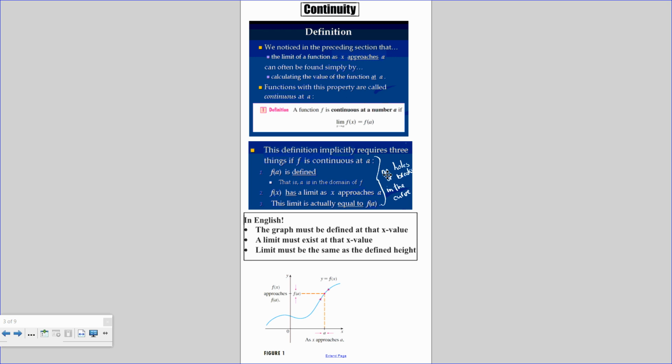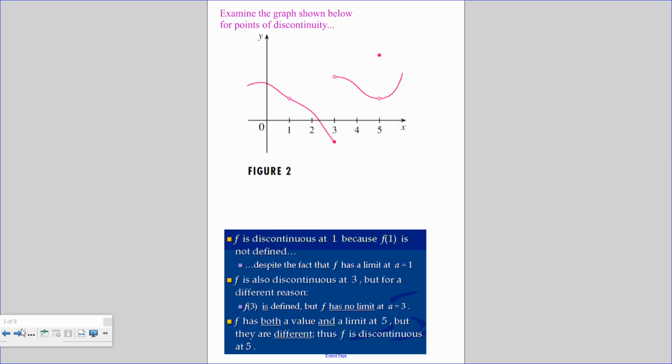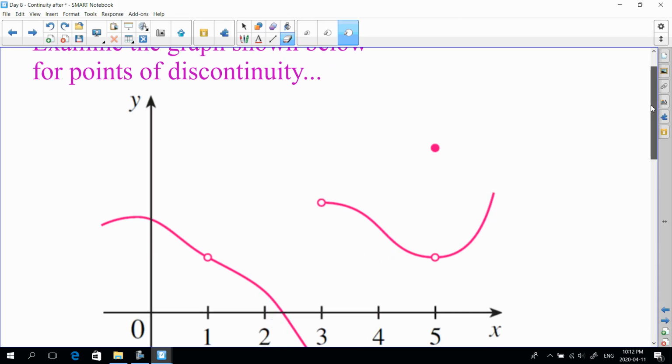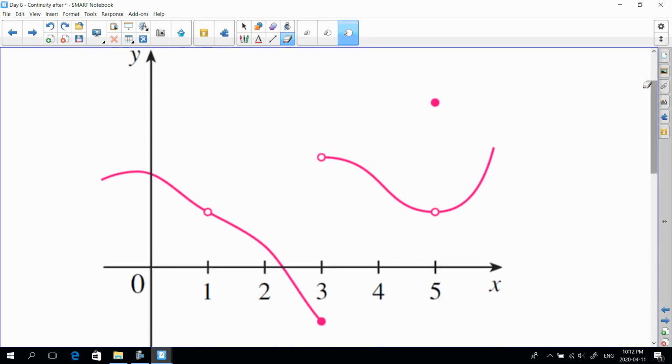In plain English, we say a function is continuous if there are no holes or no breaks in the curve. And what that means is you'd be able to draw the curve without lifting your pencil. All right, so let's have a look at this example right here. Now, in order for this to be continuous, I would have to be able to draw this curve without lifting my pencil. Well, you can see that I'm going to have to lift my pencil here.